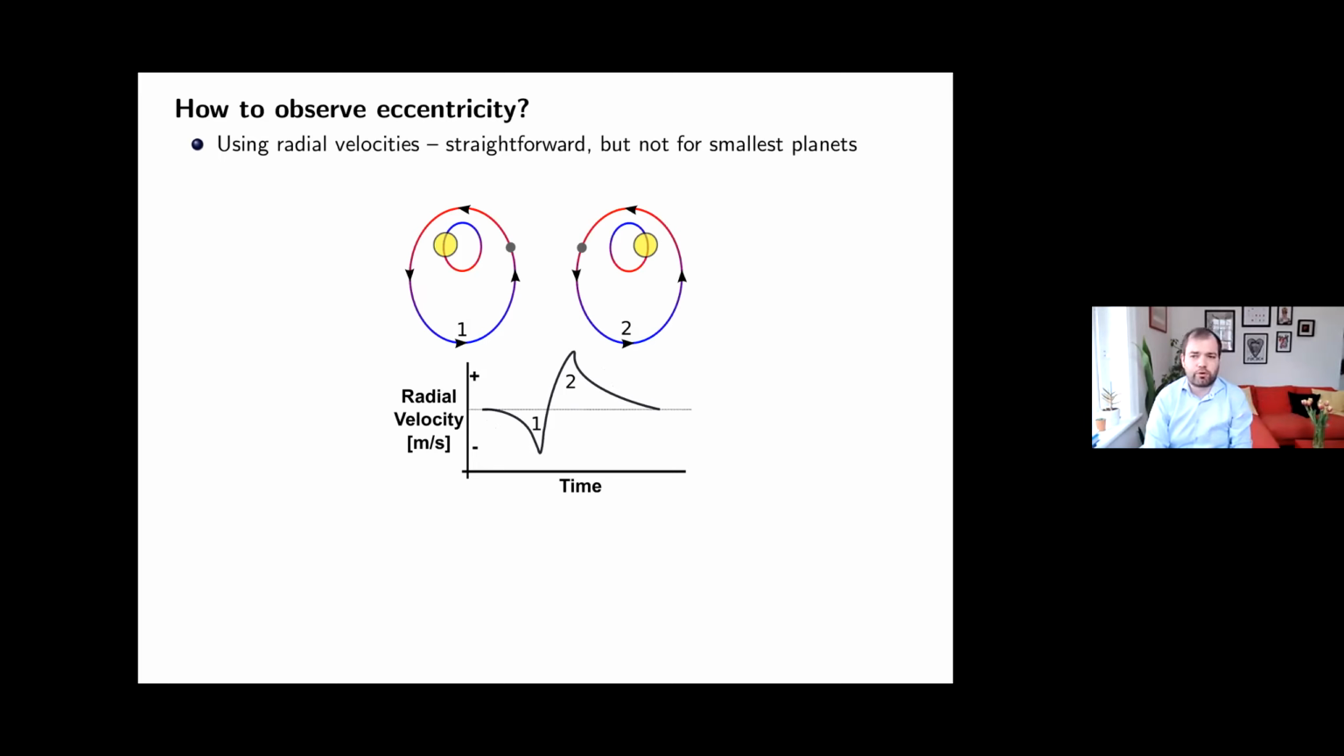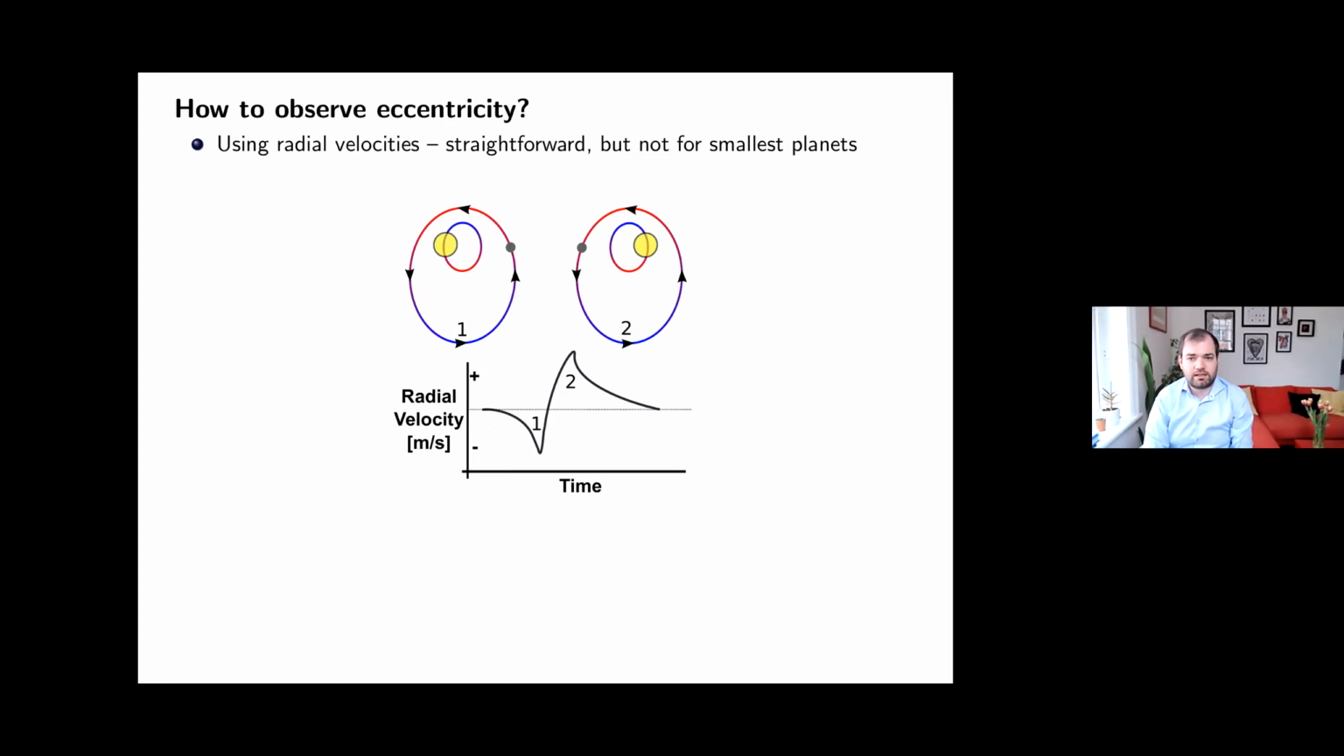It's fairly straightforward as a principle, because you can take data points at any point in time, at any point in phase. And when you do so, you will reveal the shape of the orbit, the angle of periastron, and the eccentricity. And so you can just measure eccentricities there.